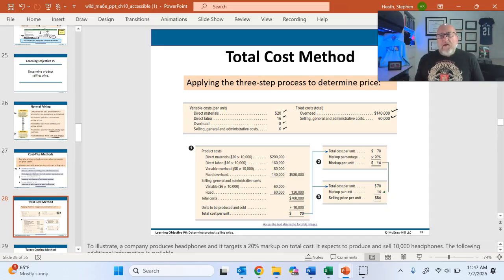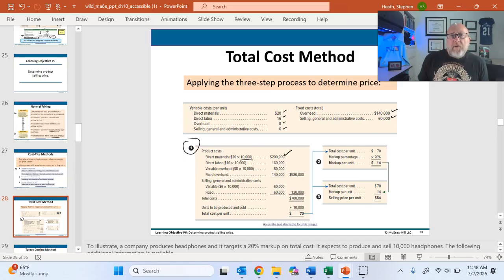Then second step, let's divide it by the number of units. Then the third step, let's tack on our margin, our operating margin, to the total cost per unit to set our price, right? So step one, in this particular example, we're going to sell 10,000 units and each one's going to cost us $20 material.